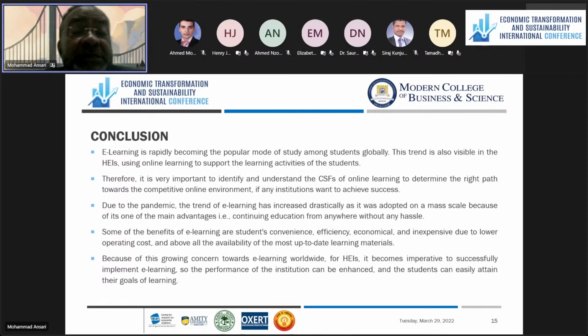The conclusion is that e-learning is rapidly becoming a popular mode of study among students globally, and particularly after the pandemic, many institutions are deciding to continue e-learning for some of the courses, like senior level courses. For some of the junior level courses, they may call the students back to the campus. So this trend is also visible in higher education institutes using online learning to support the learning activities of the students.